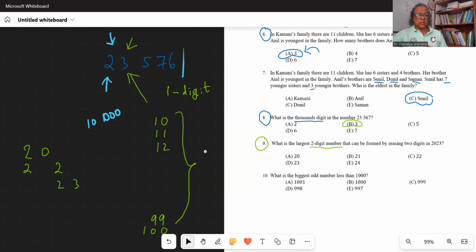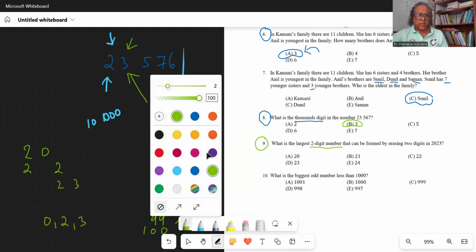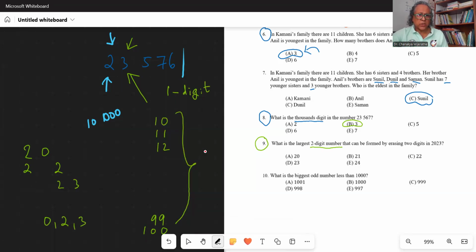Well, if you look at the digits that we have, the digit 0 there, and 2 there, and 3. And we can't change the order, we can only erase, right? So you can see that the largest number you can create is 23. It's the largest number. So the answer is 23, right? Okay. So now number 10.